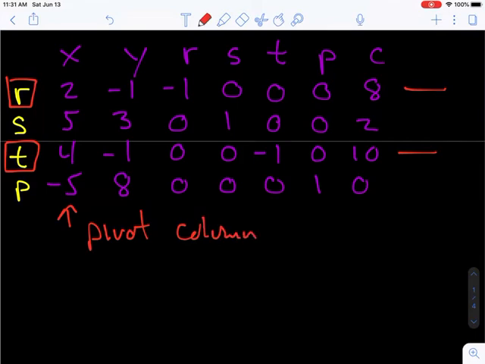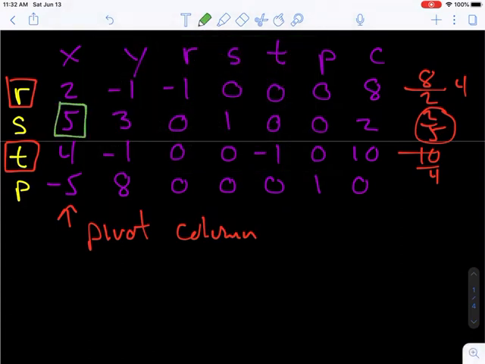And now to determine the pivot, it's exactly the same thing that we always do. We look for ratios. So we want a positive number. In the R row, we would have 8 divided by 2 is 4. In the S row, we would have 2 divided by 5. And then in the T row, we would have 10 divided by 4. And so it looks like the smallest number is 2/5. So consequently, this is my pivot. The pivot is 5.